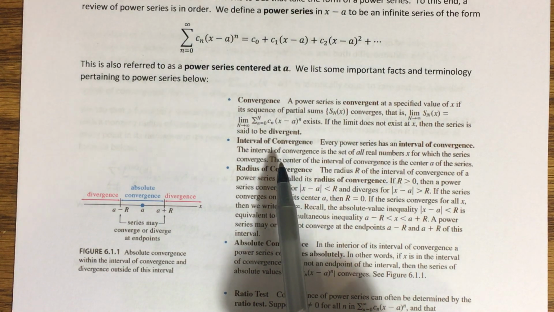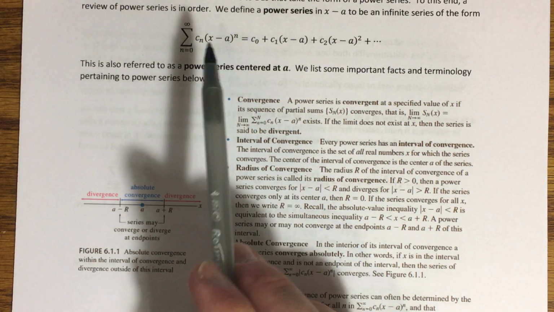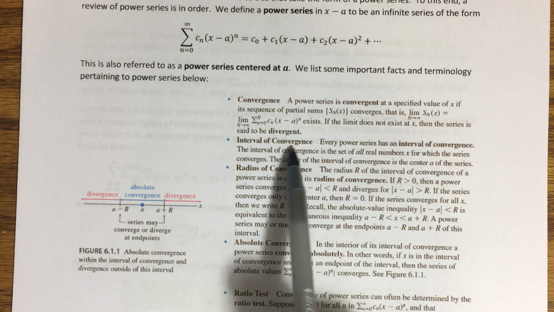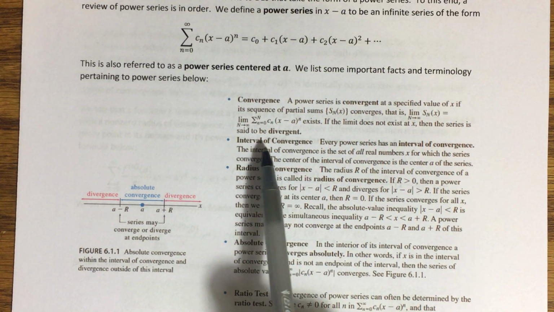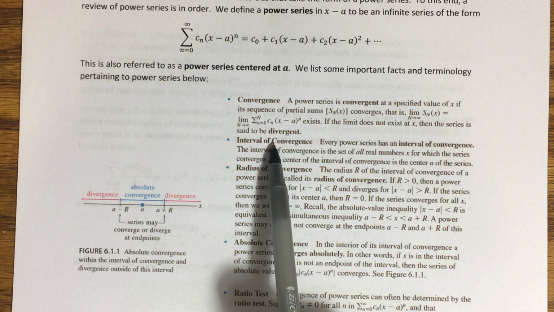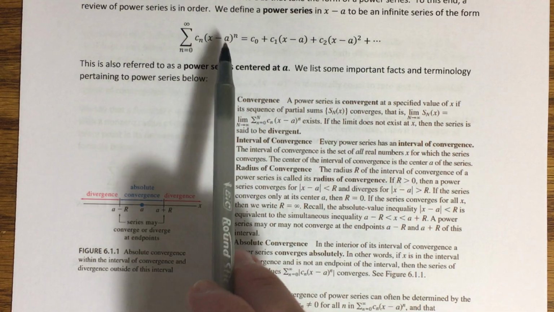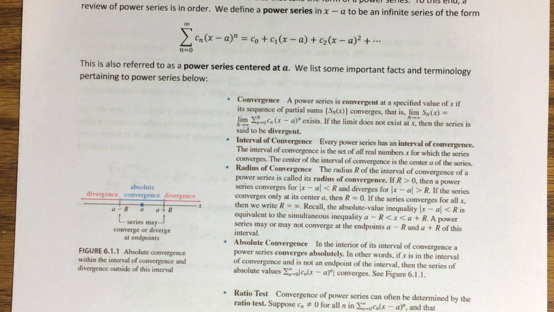But then if it converges for more values than just that, the interval, or the set of all x values for which it does converge, will look like one of two things. It will look either like an interval where that number a is exactly at the center of that interval, or it'll look like the set of all real numbers.